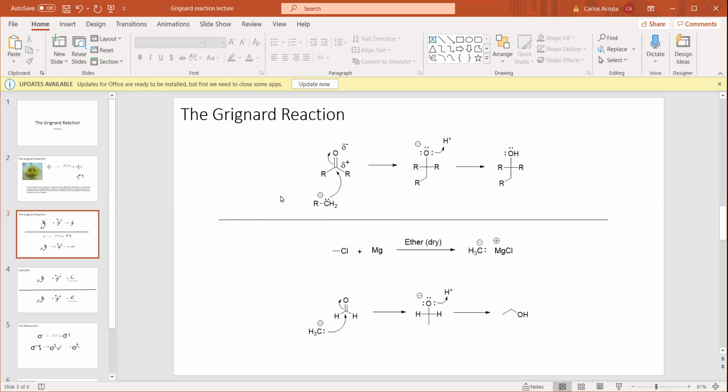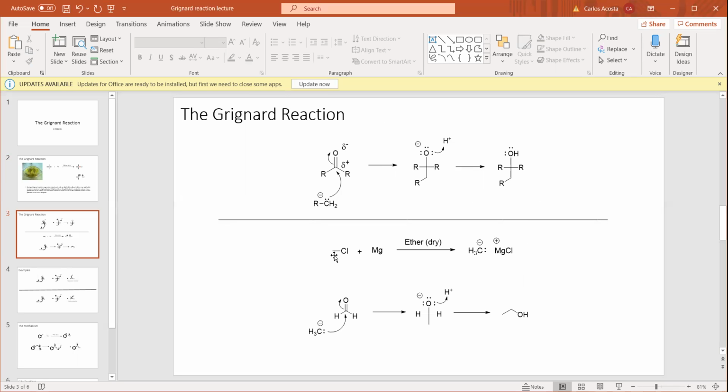And when we introduce a Grignard reagent to the substrate, this is exactly what happens. The lone pair is going to attack the carbonyl carbon. The electrons are going to kick up onto the oxygen. We're going to form this alkoxide intermediate, which can then be protonated with an acid to form our final alcohol product.